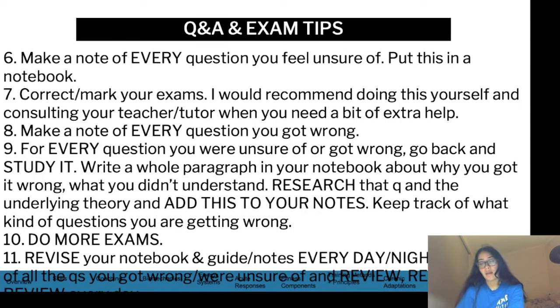I'd also make notes on every question that I got wrong, and I'd also review it and read up on it and put that into my notes as well. So I just found that doing this helped me. I would review it, write a paragraph about it, review it again before I went to bed. It just helped me understand where I was going wrong and helped me consolidate areas that I wasn't doing well at. You can either ask a teacher to mark your exams or do it yourself.